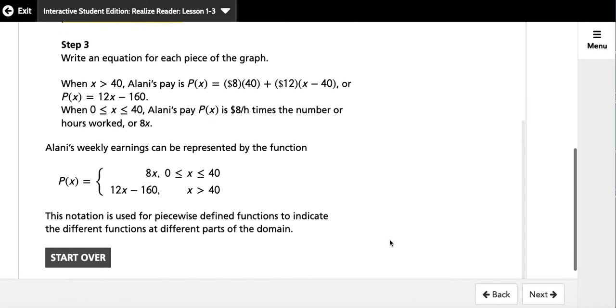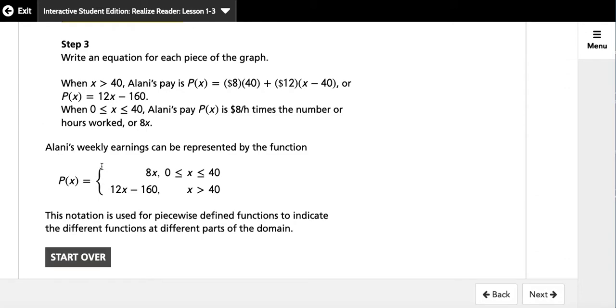Conclusion, we can break it into two pieces, and this is what a piecewise function should look like. You start off with p of x, because they said the amount she's getting paid in terms of hours equals, then you have the bracket, and it's got two pieces. The equation is 8x for 0 to 40 hours, and then if it's over 40 hours, it's this one, 12x minus 160. This notation is used for piecewise defined functions to indicate the different functions of different parts. So this is the general format you'll have. You'll have the equation for this domain, and then the equation for this domain.